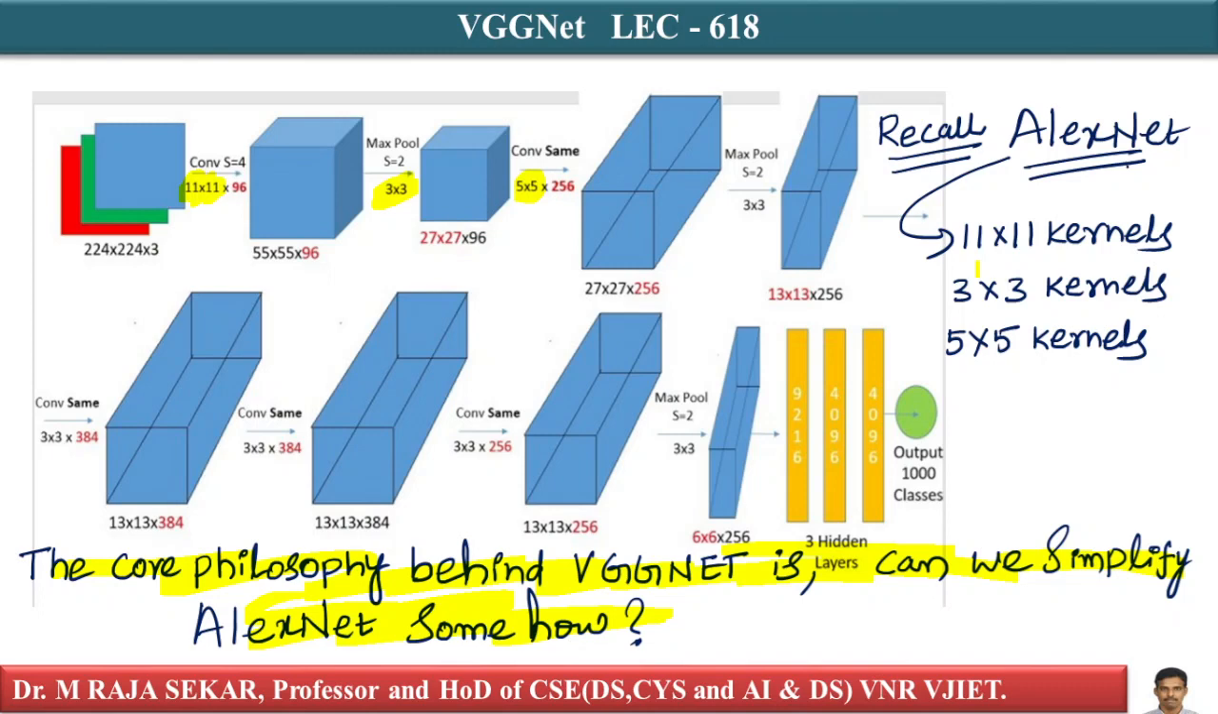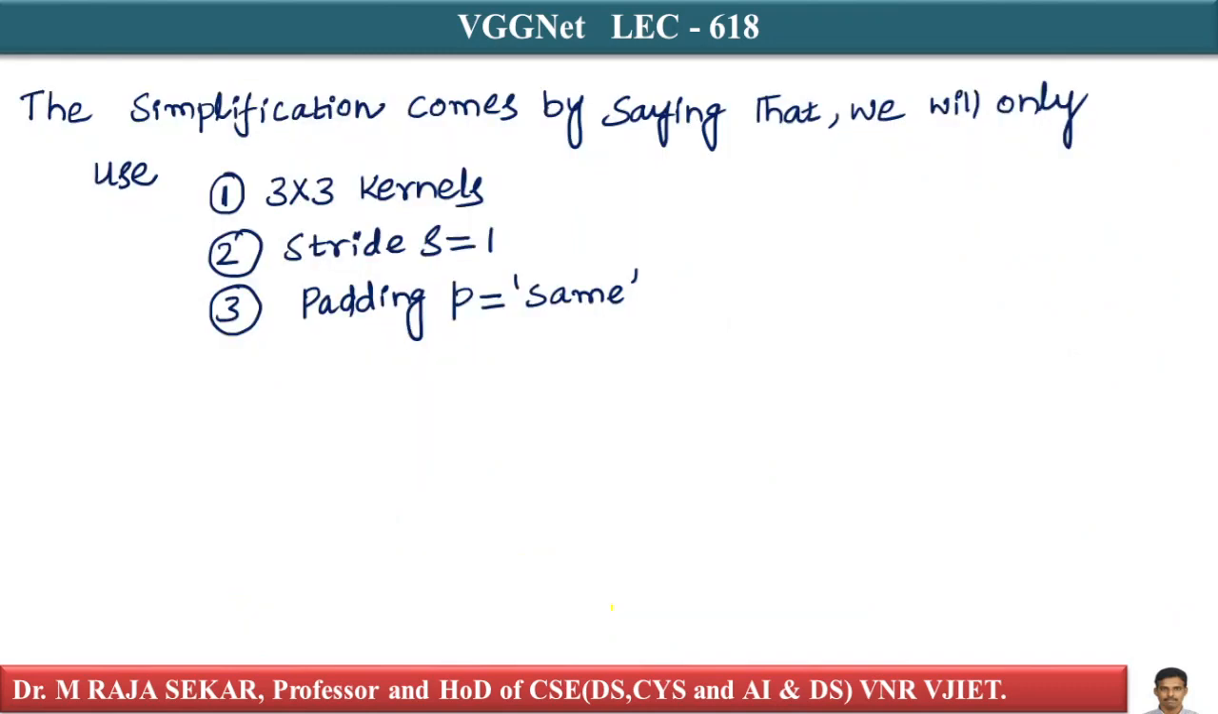And the simplification comes from saying that we will only use 3 by 3 kernels. How can I simplify AlexNet? The simplification comes by saying that we will only use 3 by 3 kernels with stride equal to 1 and padding equal to same. So all convolutions that you perform will be of size 3 by 3 convolution.